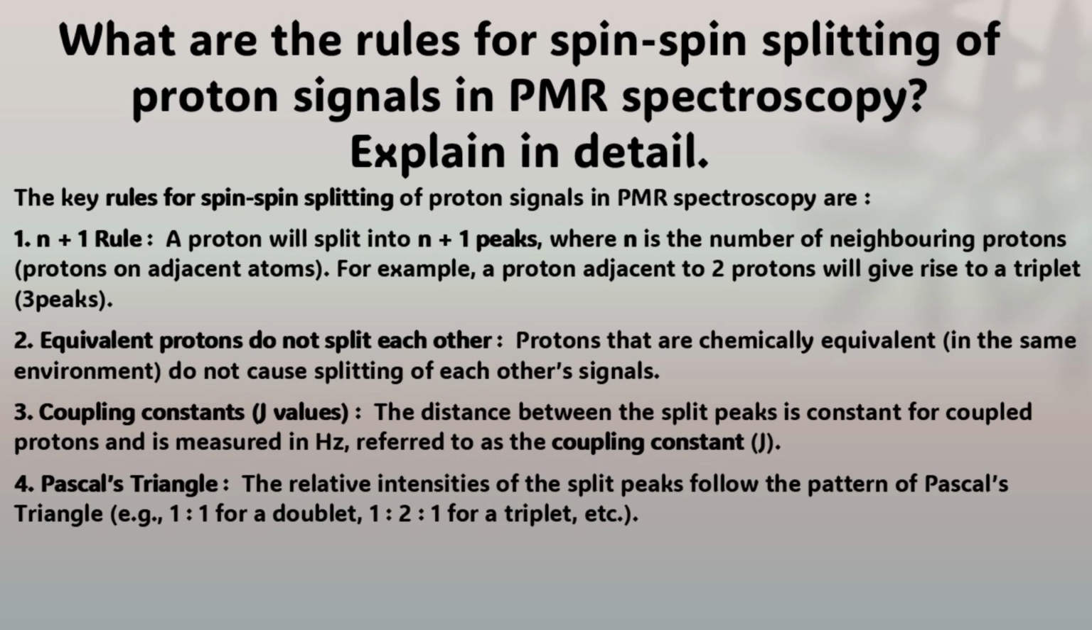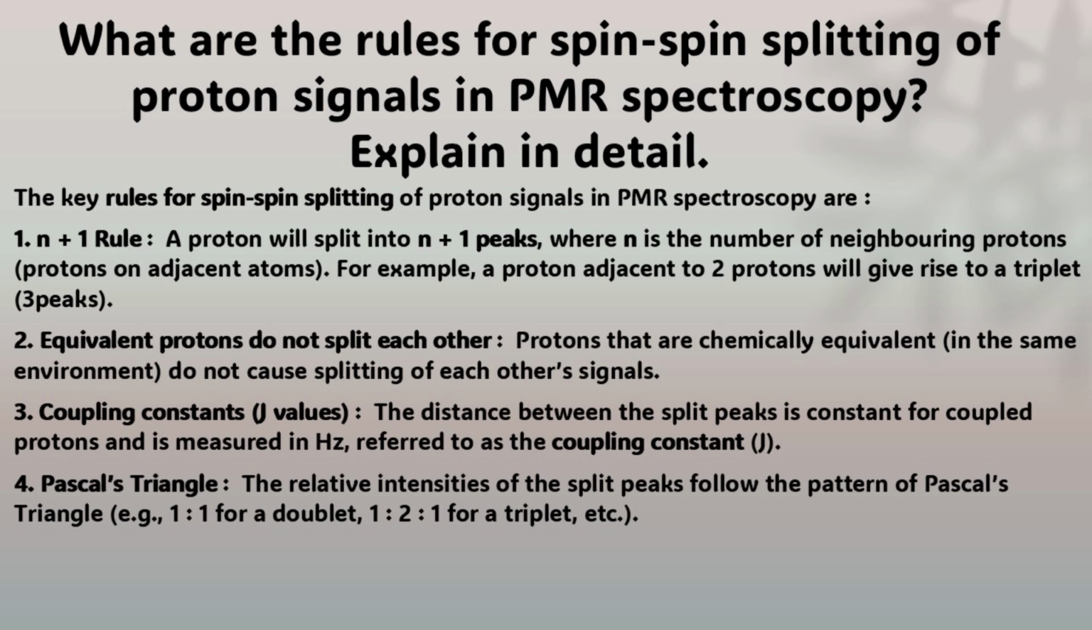The next question is question number 53. What are the rules for spin-spin splitting of proton signals in PMR spectroscopy? Explain in detail. The answer to this question is, the key rules for spin-spin splitting of proton signals in PMR spectroscopy are: 1. N+1 rule. A proton will split into n+1 peaks, where n is the number of neighboring protons on adjacent atoms. For example, a proton adjacent to 2 protons will give rise to a triplet, 3 peaks.